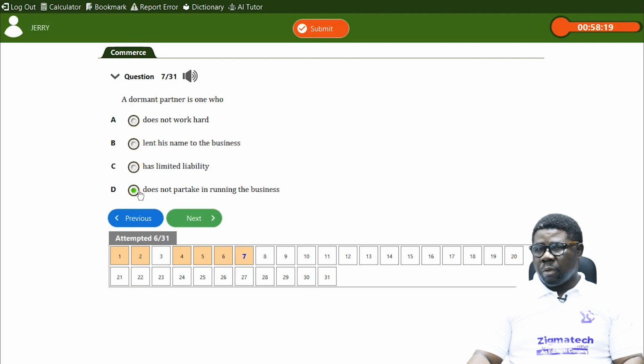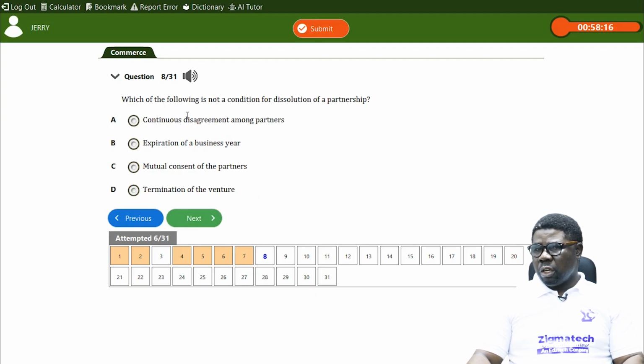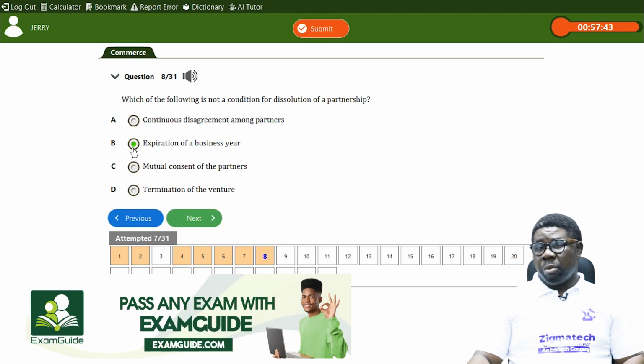That's the answer. Then, which of the following is not a condition for dissolution of a partnership business? Is it continuous disagreement? Is it expiration? Is it mutual consent of the partners, or is it termination of the venture? Which of these is not a condition? Expiration of business here is not a condition. It's not expiration of the partnership time, no. They might have 10 years to exist, and one of the years counted is a business year, so it's not a business year.